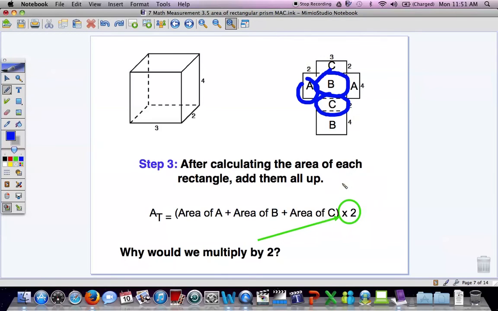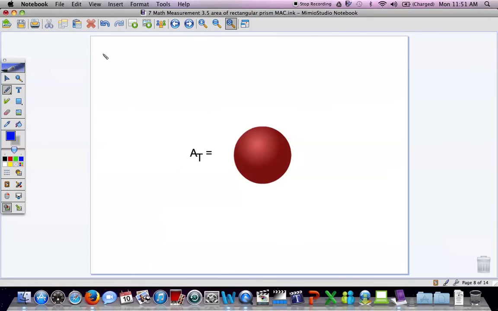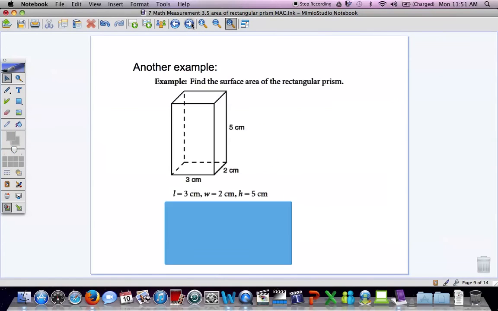And think about it for a second. Why would I double it? I've done the area of A, the area of B, and the area of C. But I have to double it, you've probably figured it out now, because there are 2 A faces, there are 2 B faces, and there are 2 C faces. So it's 6 faces total, like we said at the beginning of the lesson. In this case, the area is 52 centimeters squared.